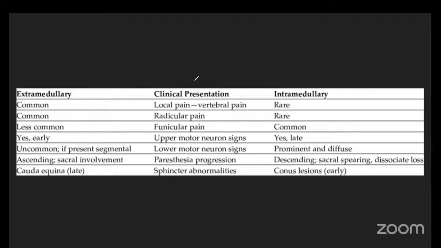Let me draw it again. Now, if you see the lower motor neuron signs, they are prominent and diffuse in intramedullary lesions, whereas in extramedullary lesions, they are either uncommon or, if they present, they are segmental, just at the level of the lesion. Can somebody mention why? Can anyone volunteer and tell me why lower motor neuron signs are a prominent feature of intramedullary lesions? No?